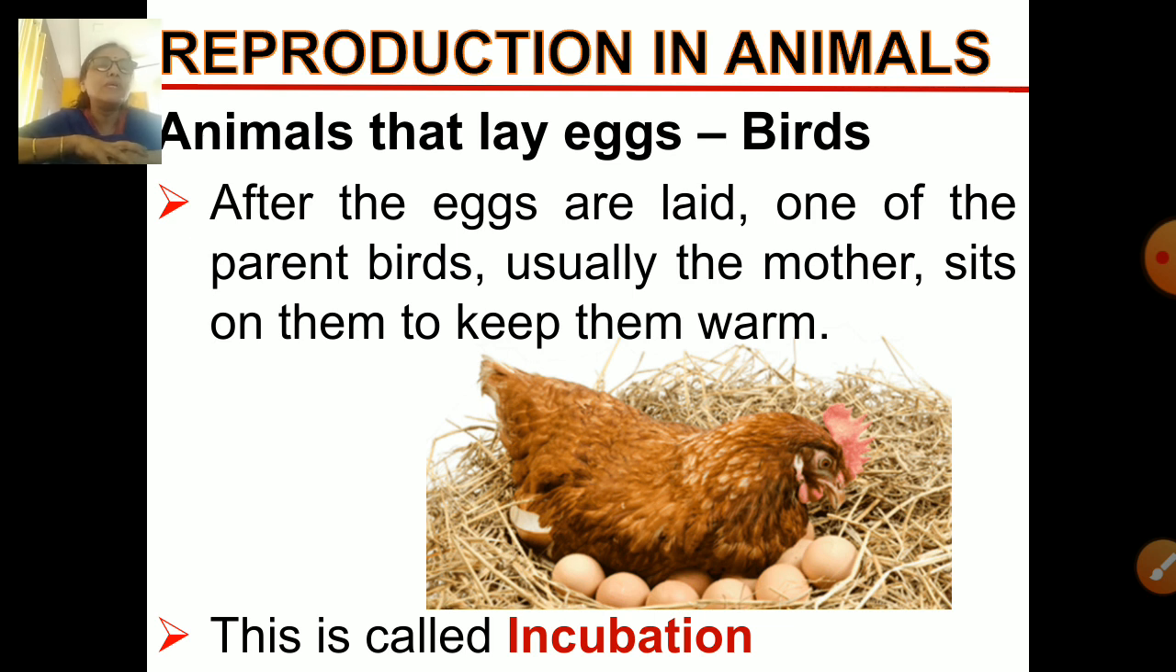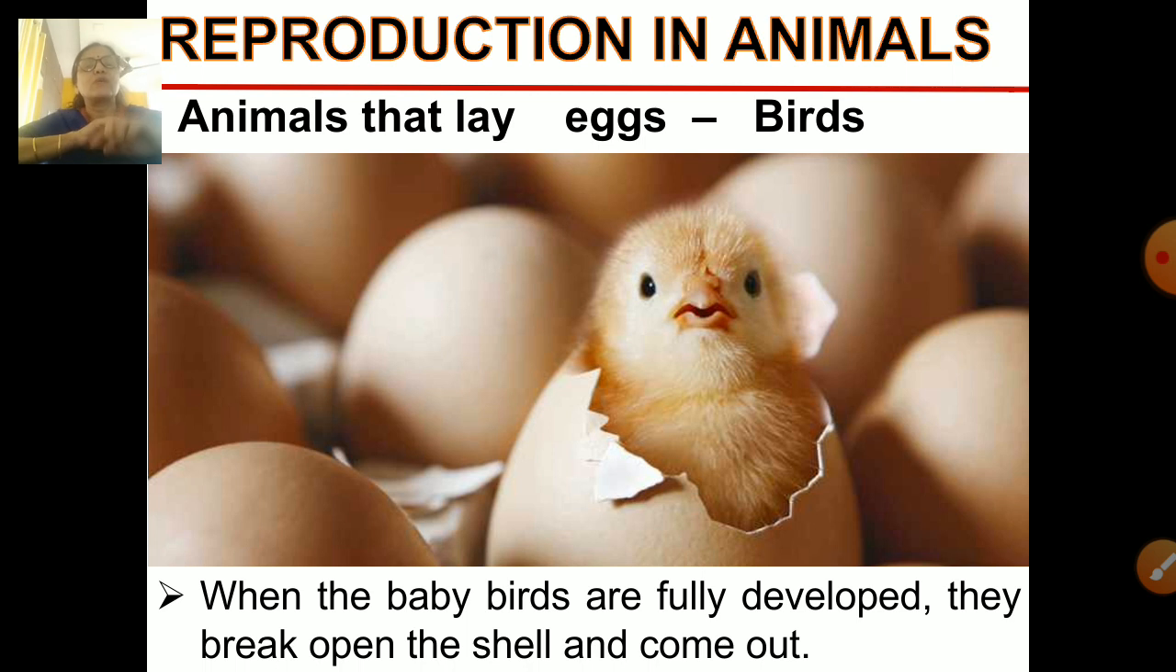And you know, the baby bird starts growing inside the egg. Inside the egg, the baby bird, that is the embryo, starts growing until it develops fully. Then it comes out of the egg. The baby birds are fully developed, they break open the shell and come out. This is called hatching. The eggs hatch and the baby bird comes out of the egg. You can see in the picture.